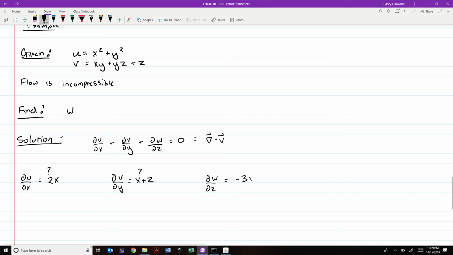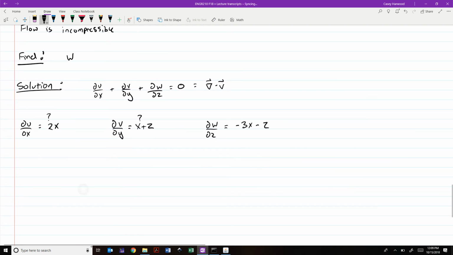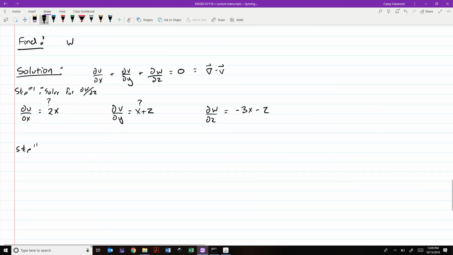Heard minus 3x minus z, right? So the next step, right? So we would say this is step number 1. Solve for dw dz. Step number 2 would be integrate to find w. So we've got dw dz is equal to negative 3x minus z.